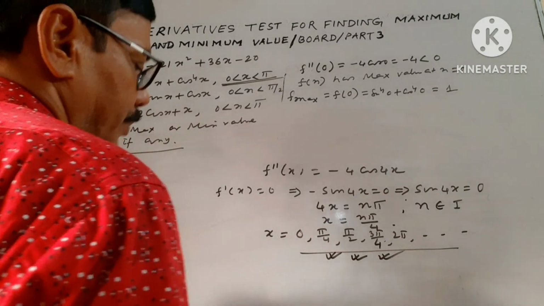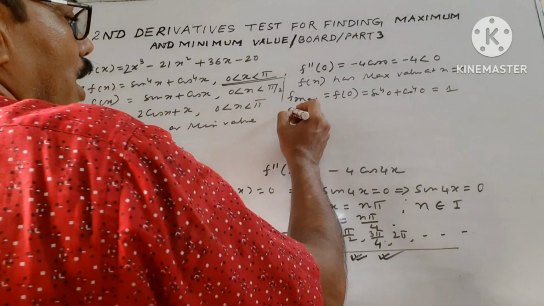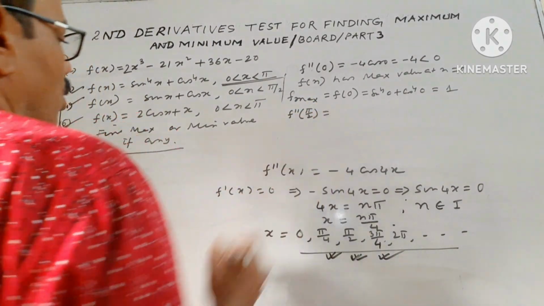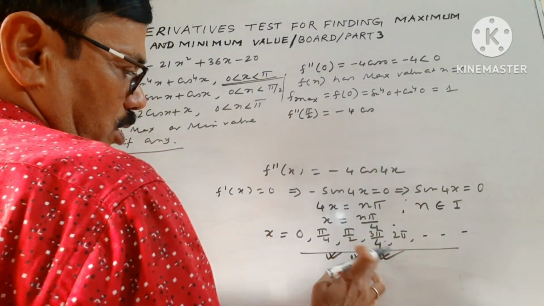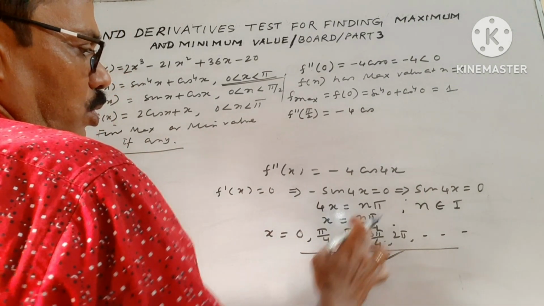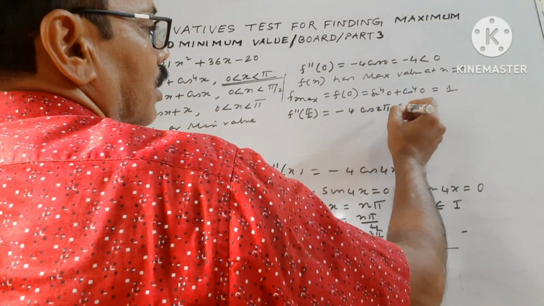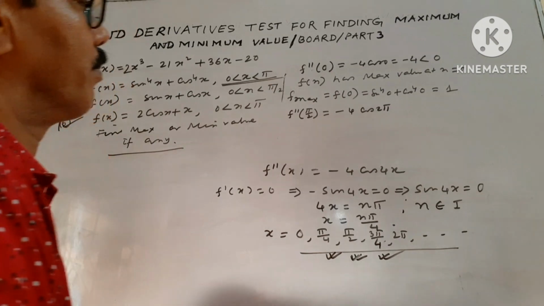Now for pi by 2, f double dash pi by 2 equals minus 4 cos of 4 into pi by 2, which is 2 pi.